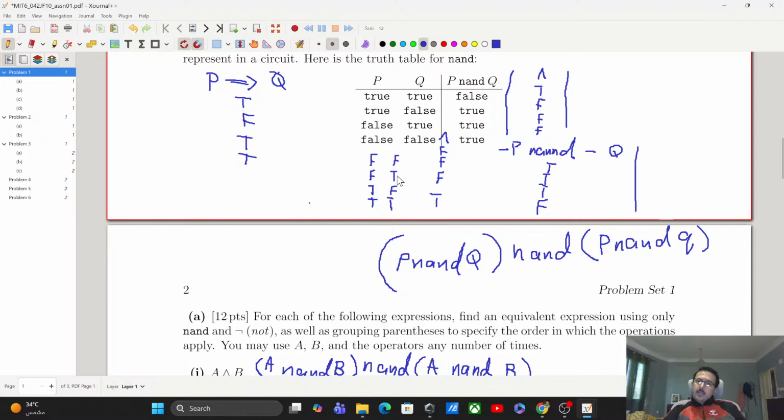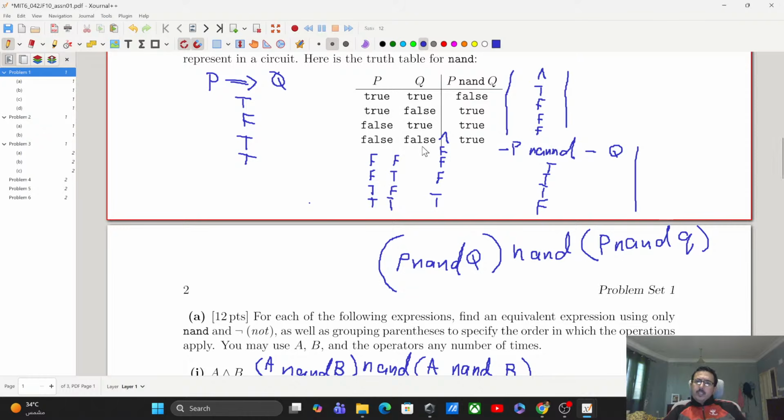So the NAND, I need this. This is true. Yep. That's cute. Here it's gonna be false. And the rest is gonna be true. So it's gonna be not Q, and this bit here.